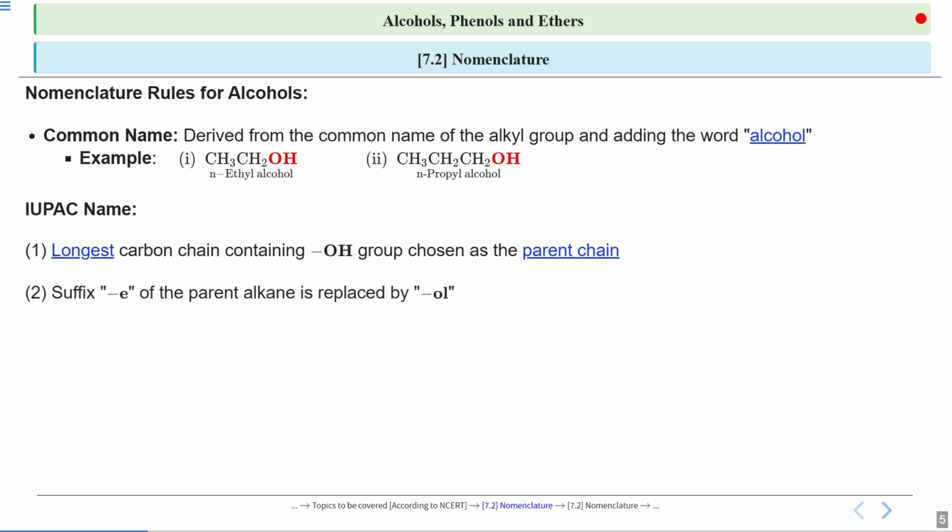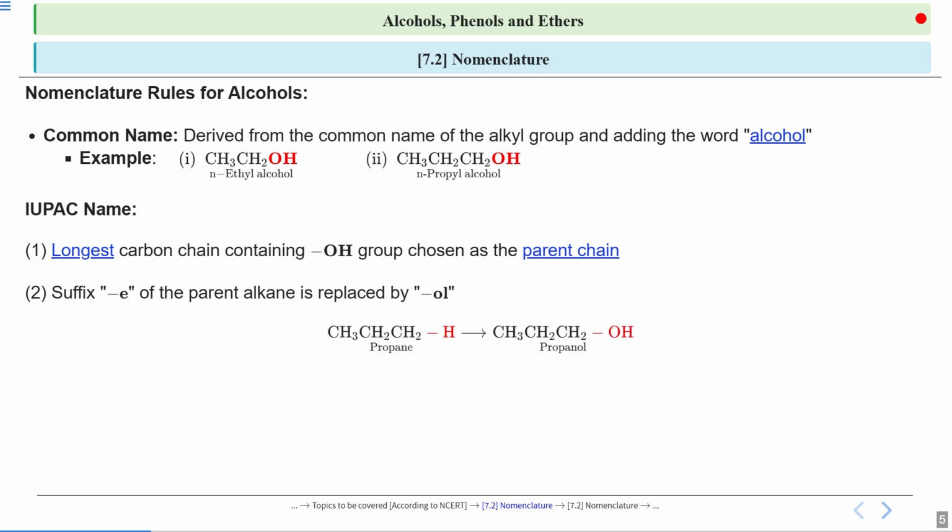Second point, the suffix E of the alkane name. In the alkane name, the E suffix comes after the name of the alkane. So the suffix E of the parent alkane chain is replaced by ol. While writing the IUPAC name of alcohols, the E of the parent alkane is replaced by ol.